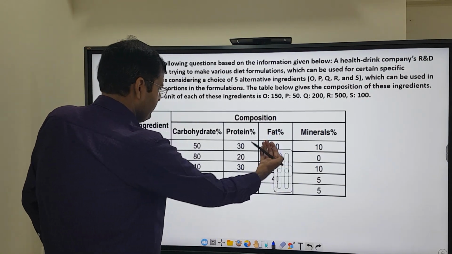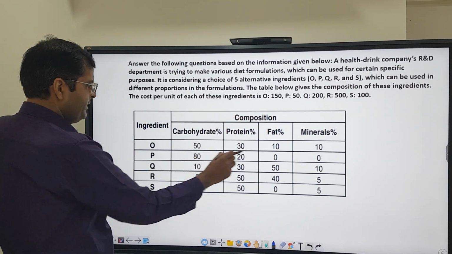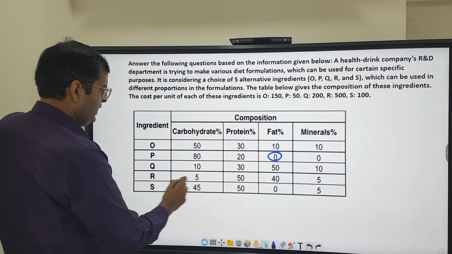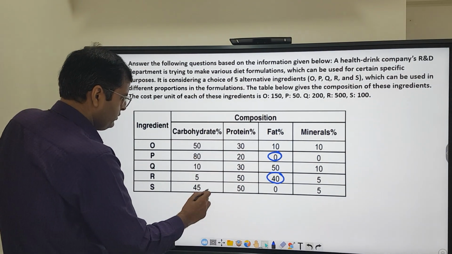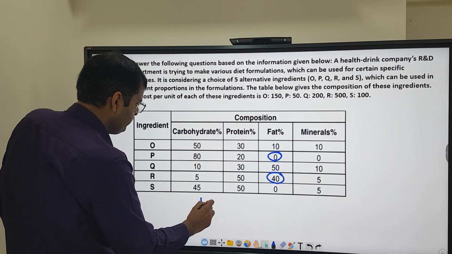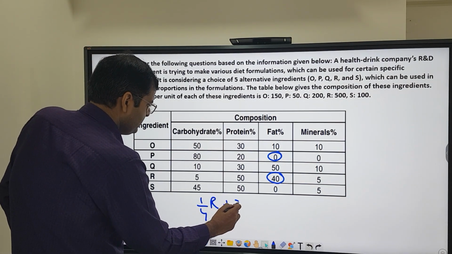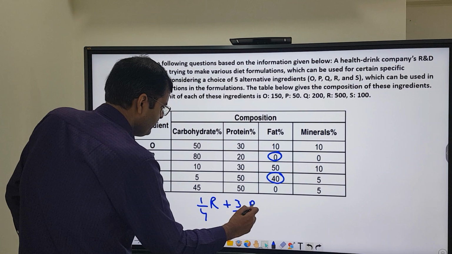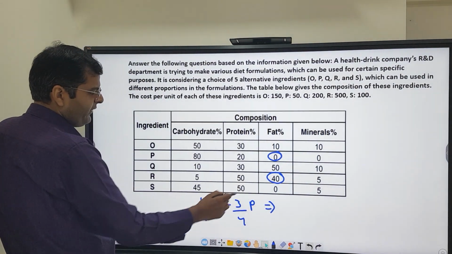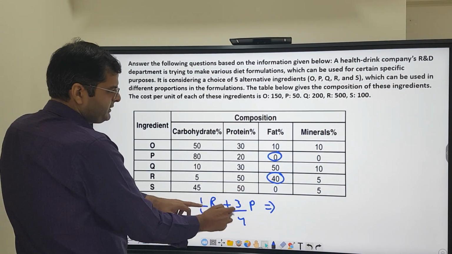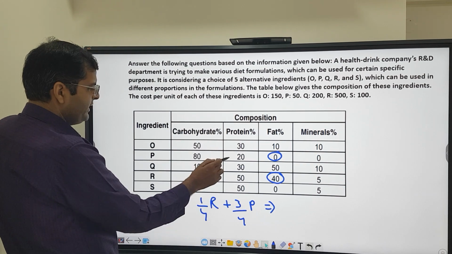P and R. So P is 0% fat, R is 40% fat. So to get this, I'll take 1/4 of R plus 3/4 remains, which is P. That will give me 10% fat, because 1/4 of 40 plus 3/4 of 0. So I'll apply the same logic for protein now.